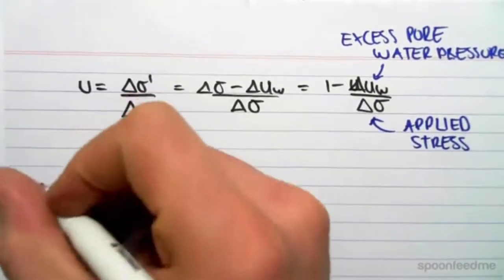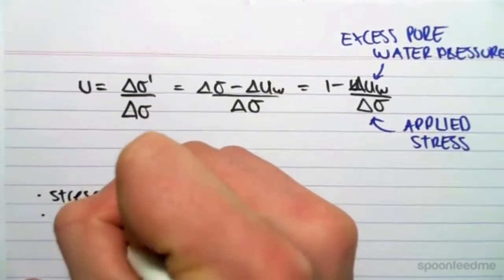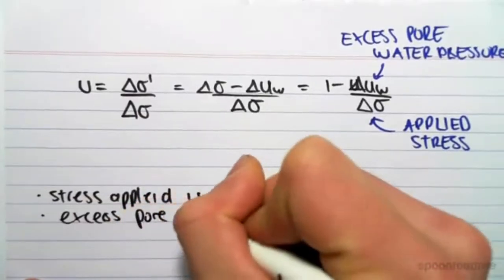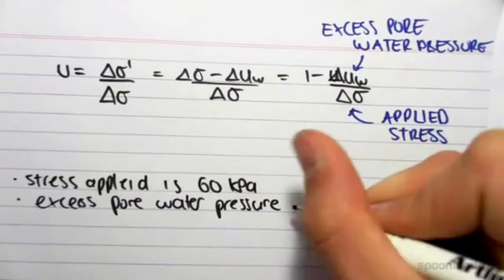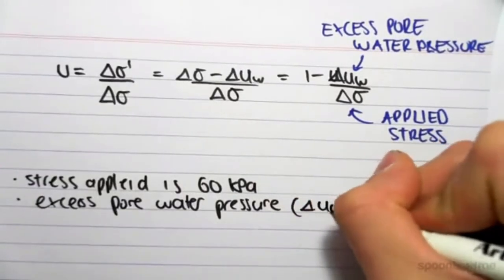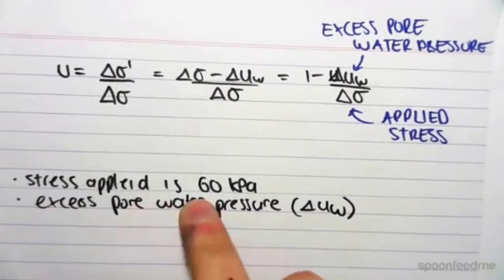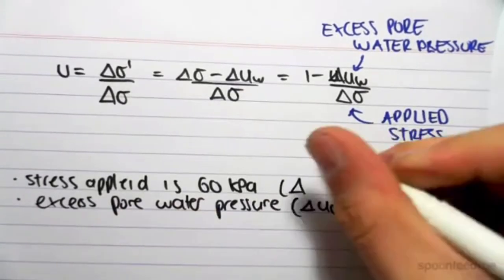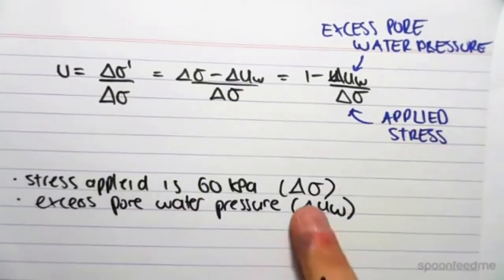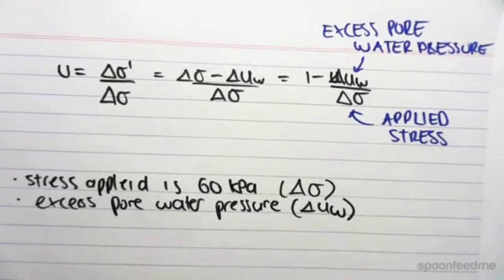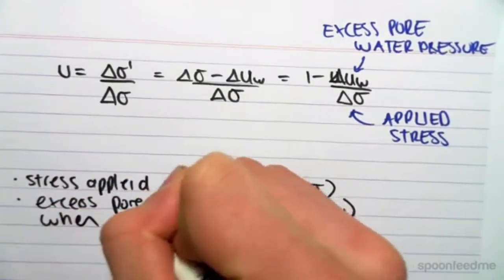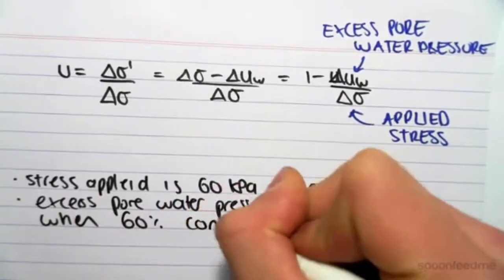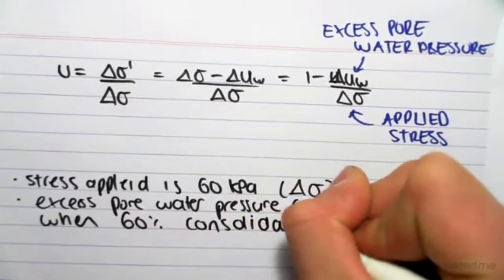We want to find the excess pore water pressure, which is obviously that term there. And the stress applied, 60 kPa, would be the change in the total stress. That's the applied stress. So we're given those two things. We want to find the excess pore water pressure when 60% consolidation has occurred, so when 60% of the settlement has occurred.